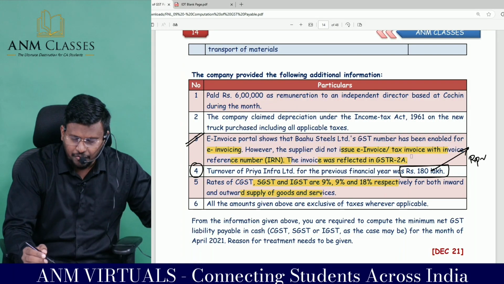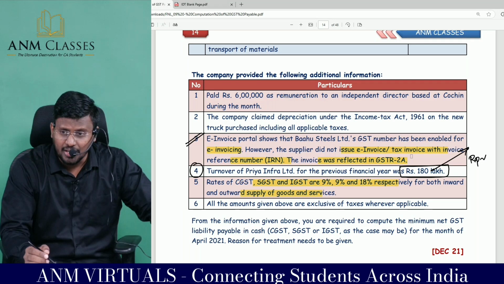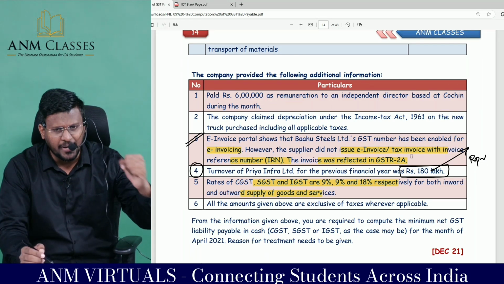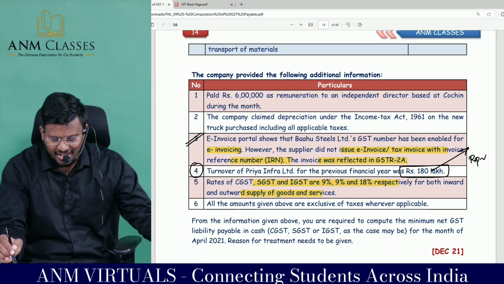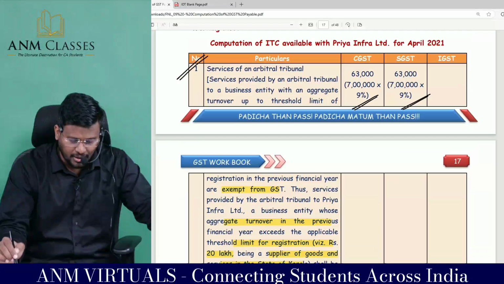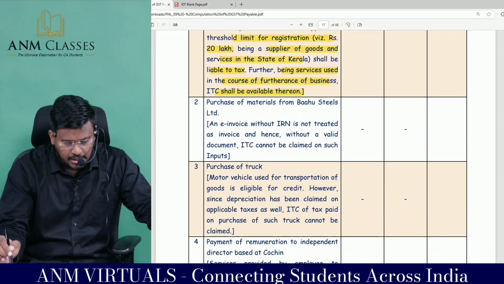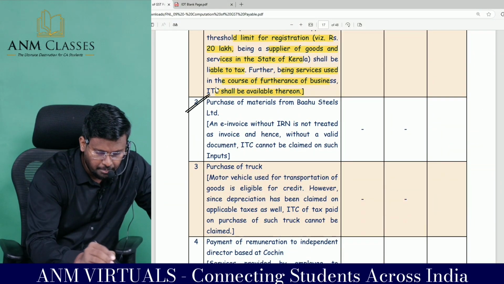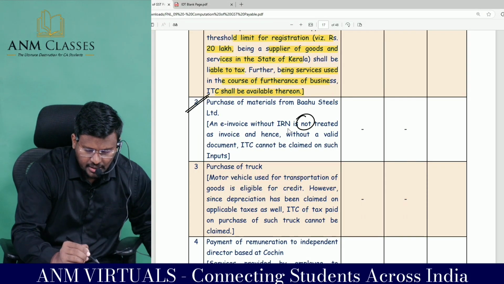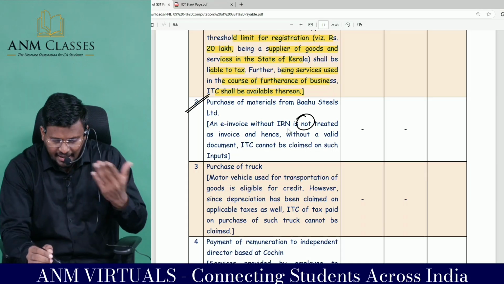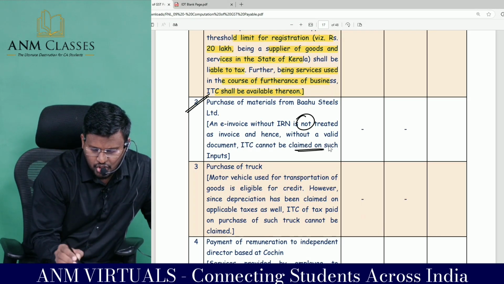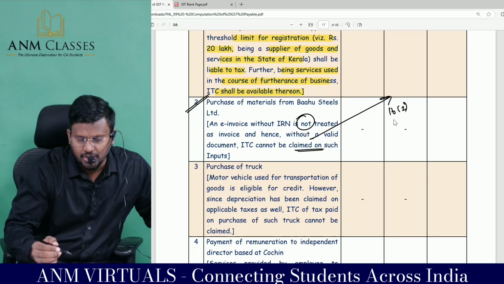So the invoice was reflected in GSTR 2A. That is not the condition. The invoice should be in possession of a valid tax paying invoice. So mandatorily IRN should be there. Because of the lapse of IRN, you are not entitled to take ITC. So, purchase of material from Bahu Steels Limited: an e-invoice without IRN is not treated as an invoice, and hence without a valid tax paying document, ITC cannot be claimed on such input as per section 16 subsection 2.